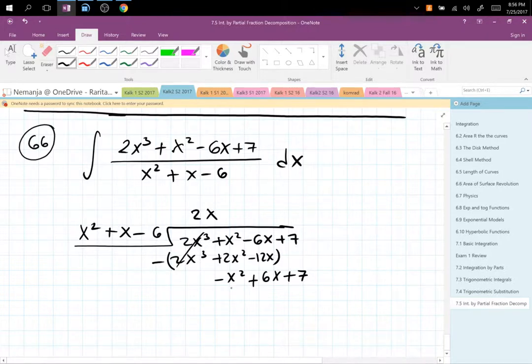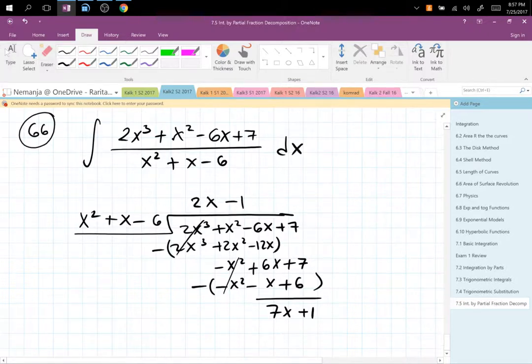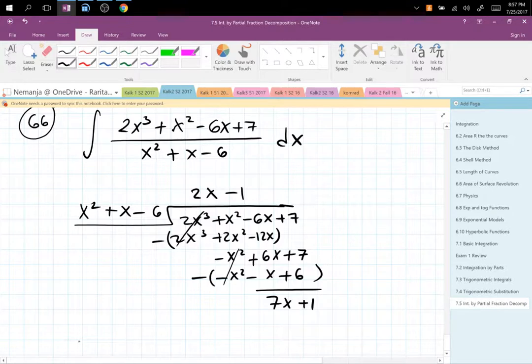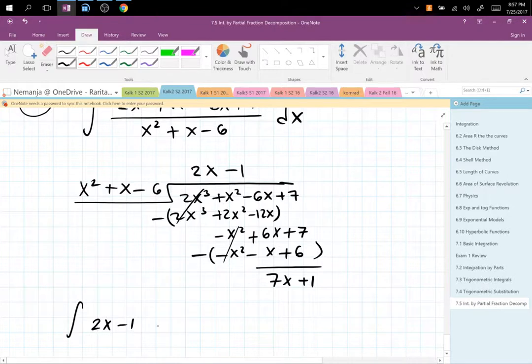X squared goes into negative x squared negative 1 times. Multiply back. That's negative x squared, negative x plus 6. Subtract. First terms die. This becomes 7x plus 1. And now x squared doesn't go into 7x, so this is a remainder. So this integral is 2x minus 1 plus 7x plus 1 over x squared plus x minus 6 dx.